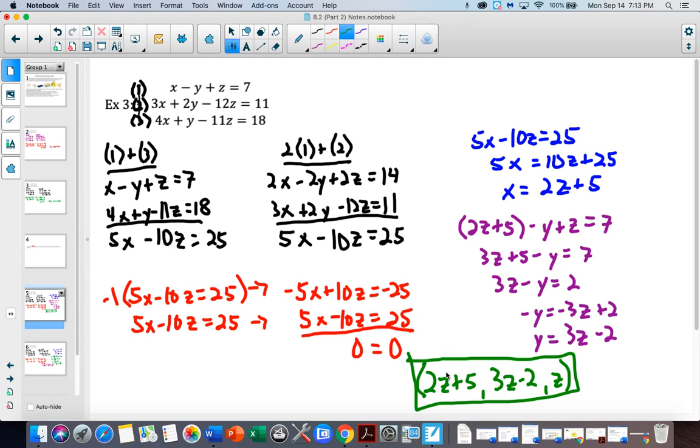infinite solutions. Okay, so whenever we get 0 equals 0, you want to solve one of these equations in terms of z. So we solved this equation for x and had z's on the right side, and then plugged that back into one of my original equations and solved for the other variable, in this case y. Okay, so whenever we get infinite solutions, write your final answer in terms of z.